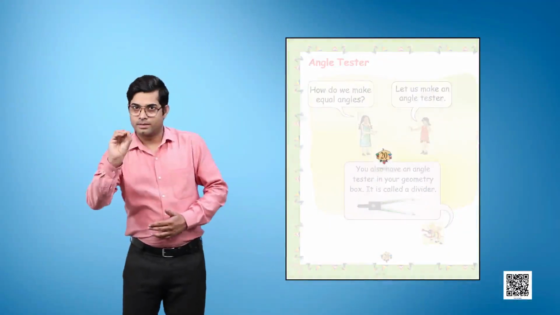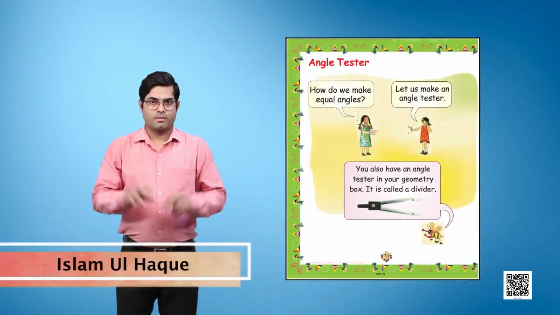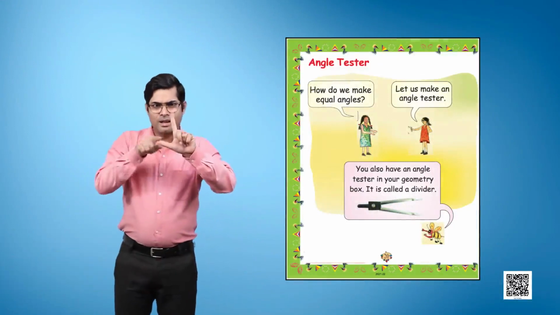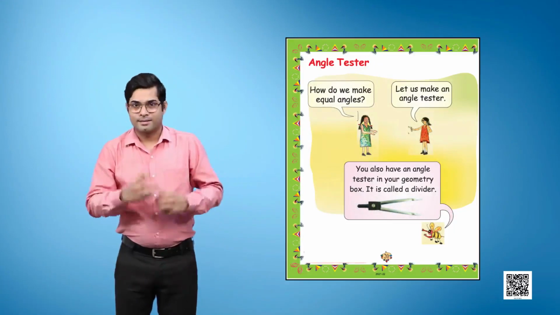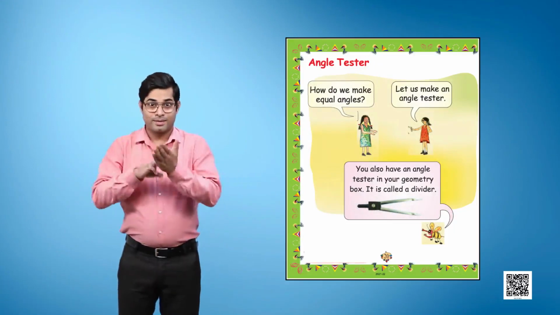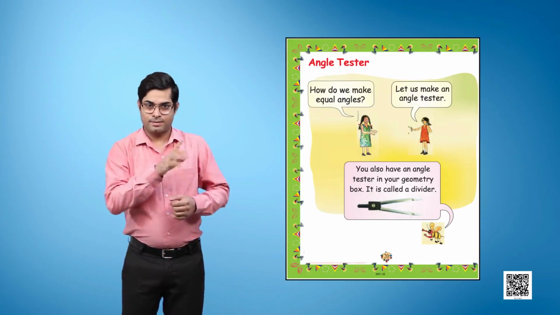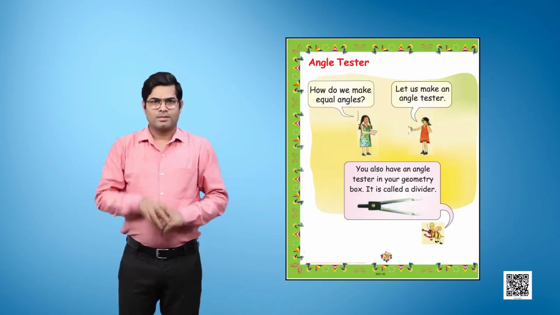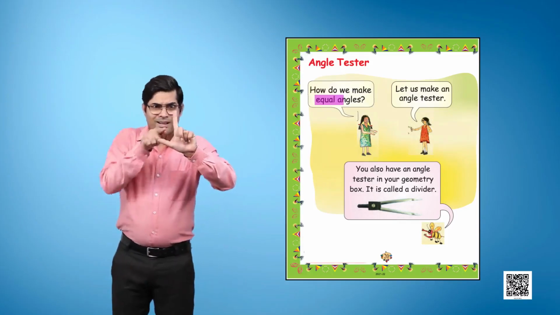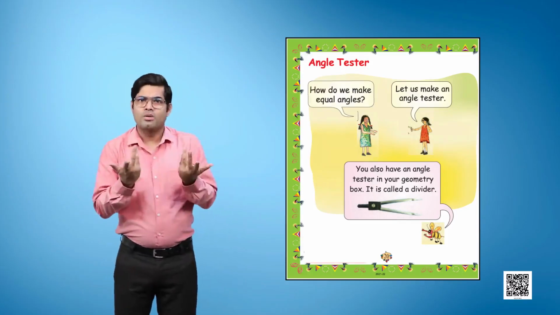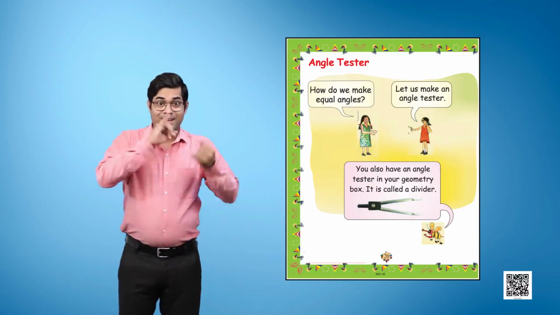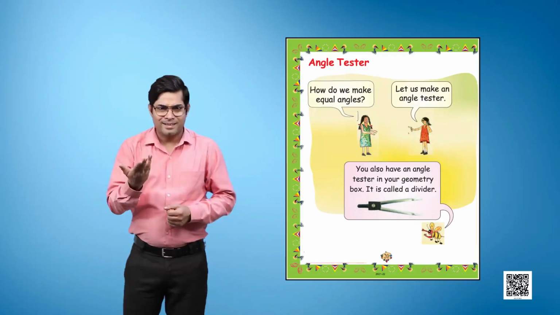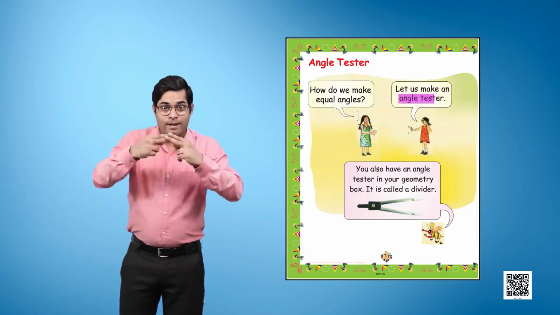Page 20. Angle tester. Mohini is asking Shaila, how do we make equal angles? Shaila replies, let us make an angle tester.